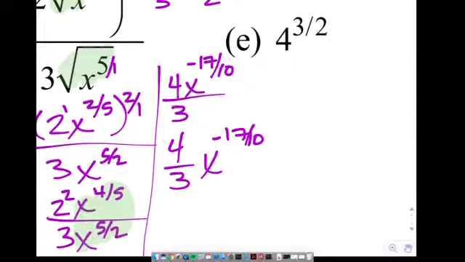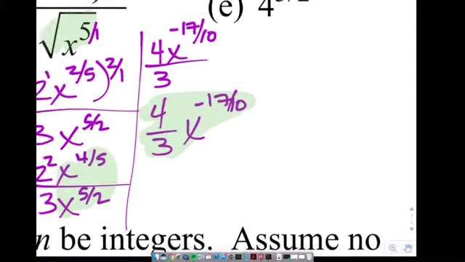Then off to the side, times x to the negative 17 tenths. So this is not a bad place to stop if the instructions don't tell you otherwise. But as a multiple choice question, perhaps I won't have that as an answer. So if you want to come back up here, you have a negative exponent and a fractional exponent. Which one should we get rid of first?